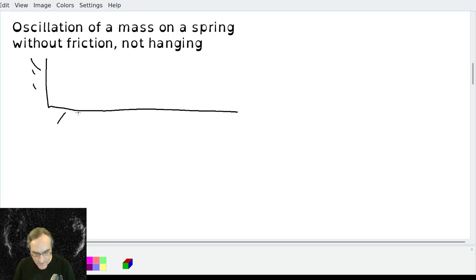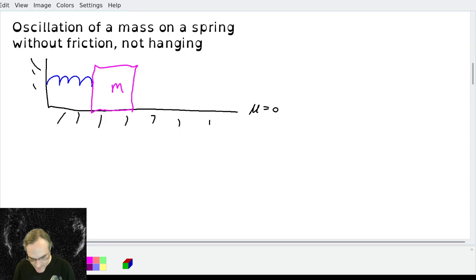Alright, so let's think about what the setup would look like. Here we'll have a wall, here we'll have a floor. We're going to set mu equal to 0 because there's no friction. We'll set up a spring, and attached to that spring we will have some mass. The spring has constant of elasticity k, and the mass is mass m.